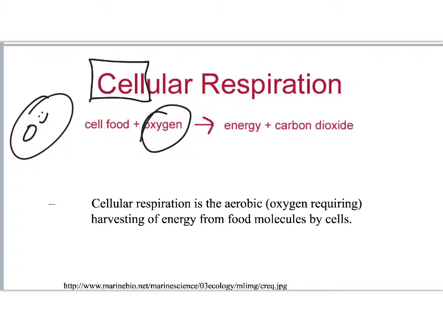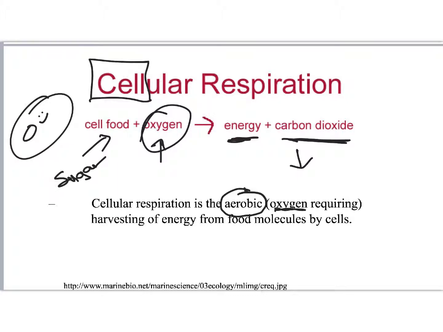It's when we take cell food, which can be a lot of different things, but in this case we're looking at sugar. Sorry, terrible spelling. So we're looking at sugar and oxygen. We're going to use that oxygen to break up the sugar, and from it we're going to get energy, and we're also going to release carbon dioxide. So we breathe in oxygen and we breathe out carbon dioxide. Whenever we talk about cellular respiration, know this: it is aerobic, like aerobic exercise, using lots of oxygen for different types of energy. That means aerobic is oxygen requiring. That's literally the definition of it.